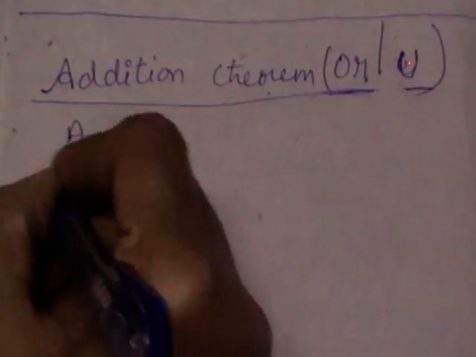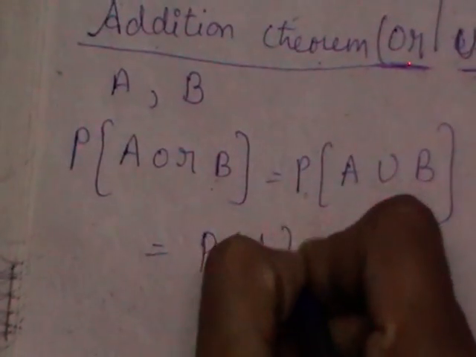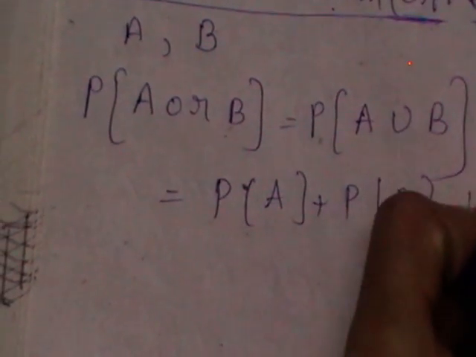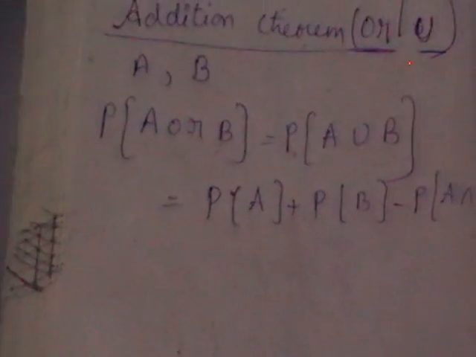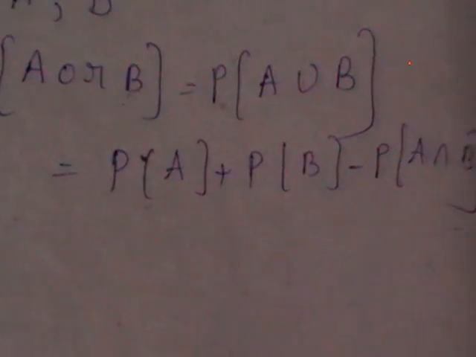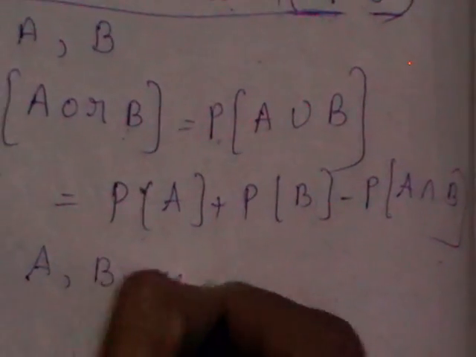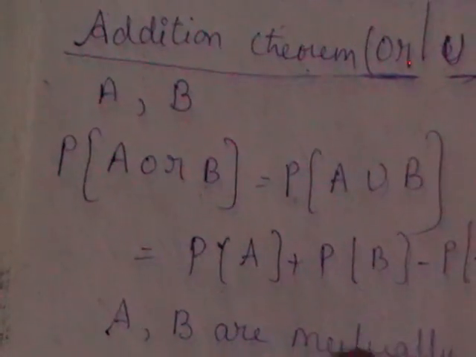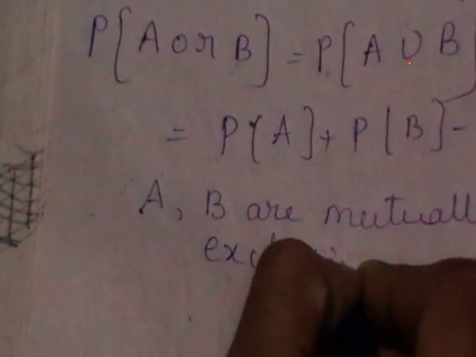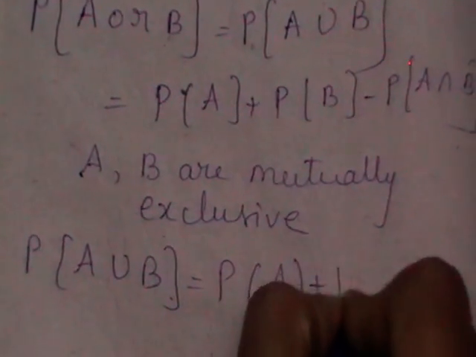So if A and B are any two events, probability of A or B, we write that as probability of A union B, which is given as P of A plus P of B minus P of A intersection B. Addition theorem is either "or" or U. P of A union B is equal to P of A plus P of B minus P of A intersection B. There is a special case whenever A and B are mutually exclusive: then P of A union B simply is equal to P of A plus P of B. So these are the two statements for the addition theorem.